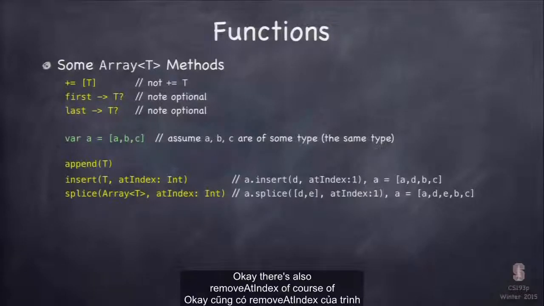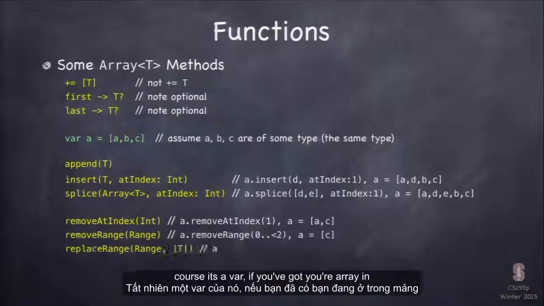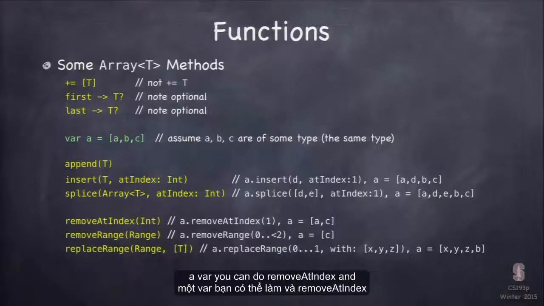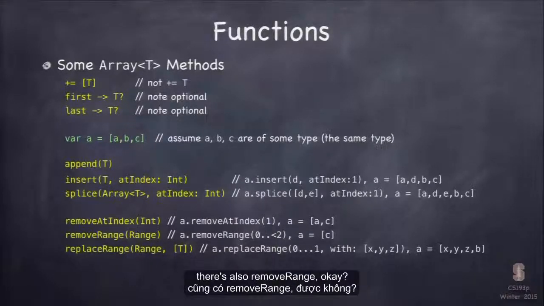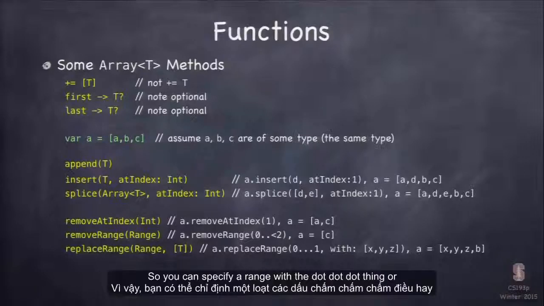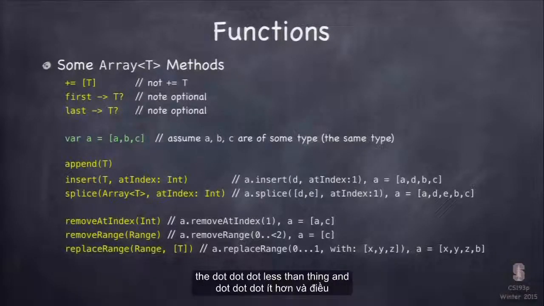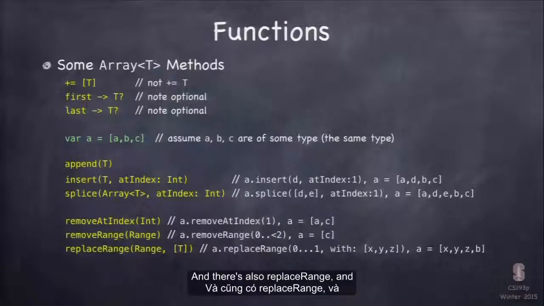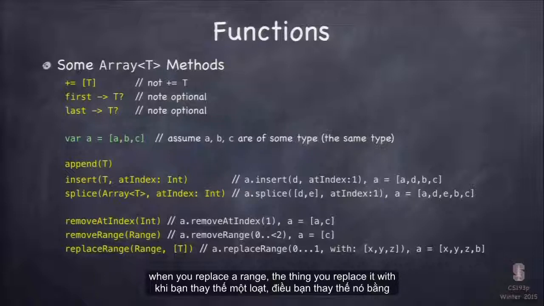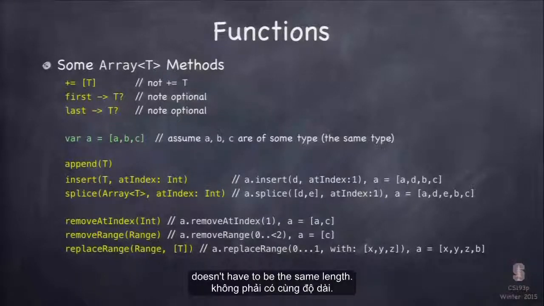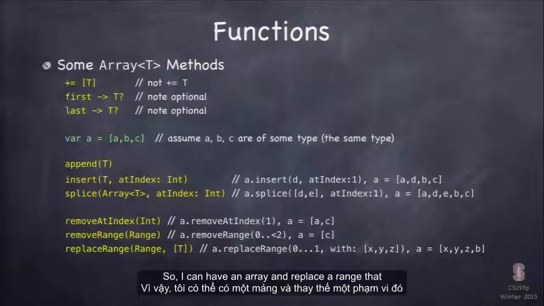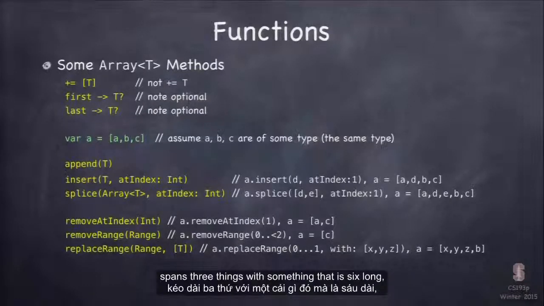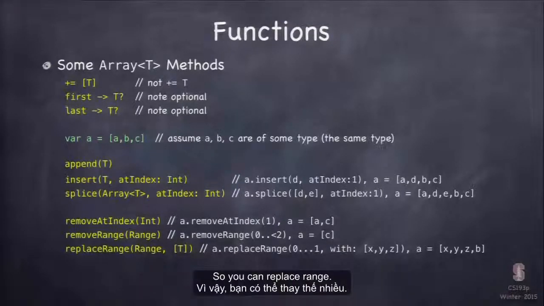Okay. There's also remove at index, of course, if it's a var. If you've got your array in a var, you can do remove at index. There's also remove range. Okay, so you can specify a range with the ... thing or the ... less than thing and remove a range of your array elements. And there's also replace range. And when you replace a range, the thing you replace it with doesn't have to be the same length. So I can have an array and replace a range that spans 3 things with something that is 6 long and it'll make my array longer. Okay, so you can replace range.